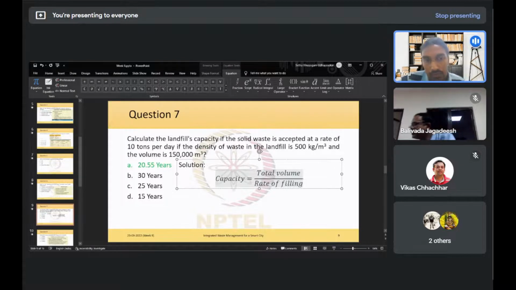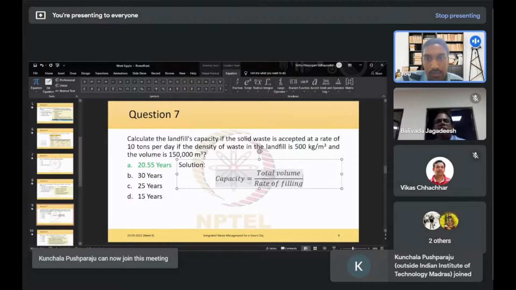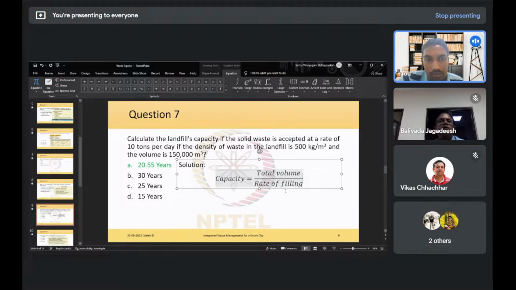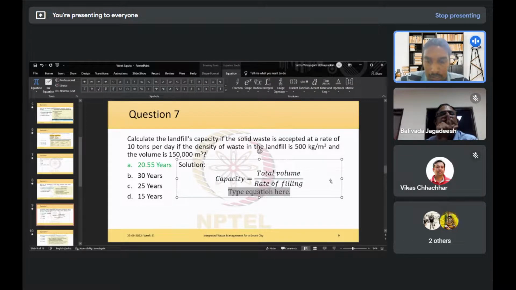We know the total volume that is given to us. We need to find out the rate of filling, which is also given, but in terms of weight. We know 10 tons of waste is getting added in one day to this landfill, but we need it in terms of volume. Only then can we get the capacity in time units, because then the volumes will get cancelled. So let's get the rate of filling in terms of volume.